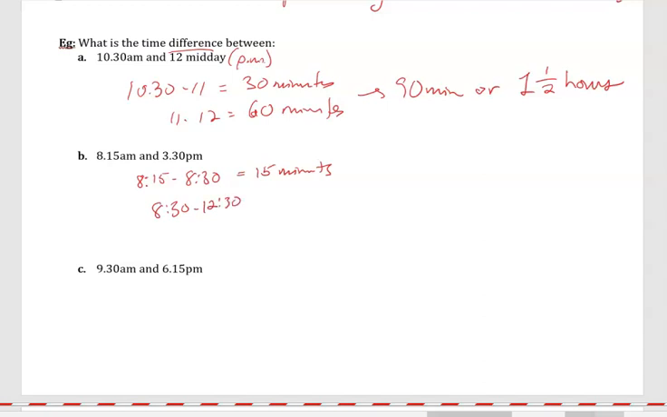And I know that the difference between 8 and 12 is 4 hours. And I know the difference from 12:30 to 3:30 is 3 hours. So if I add them all up, the difference is 7 whole hours and 15 minutes. And 15 minutes, you could say 7 1/4 hours if you wanted to, but you have to be careful with that. You can use your calculator to check it.